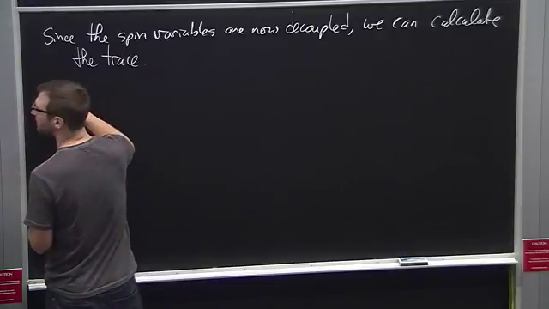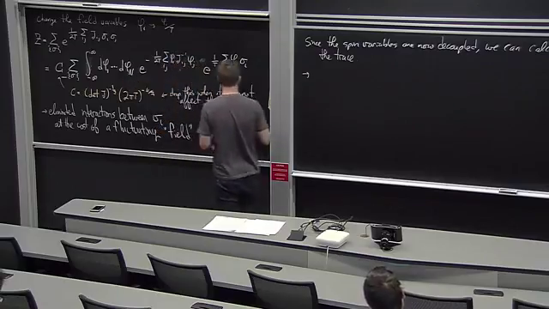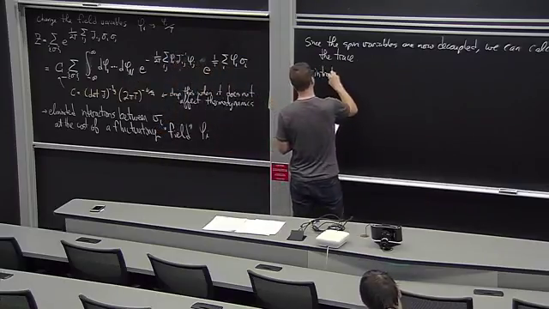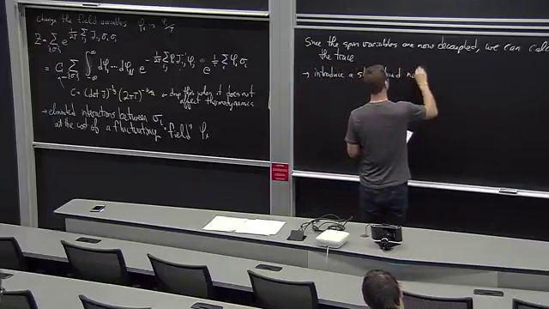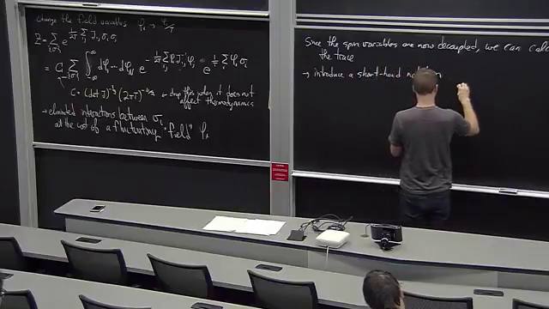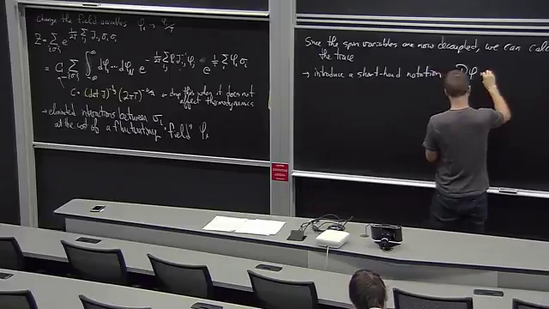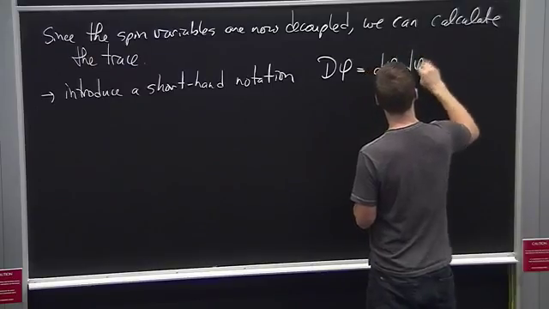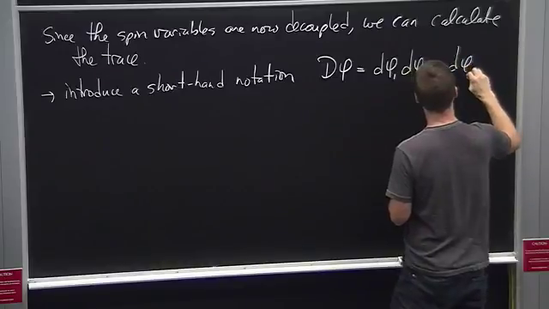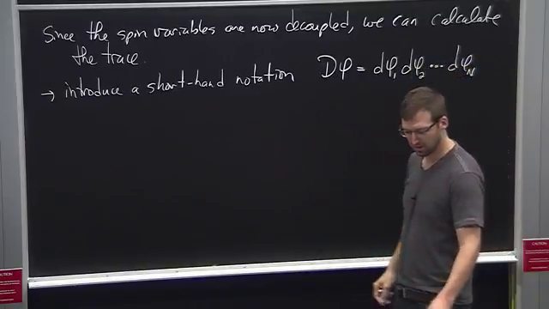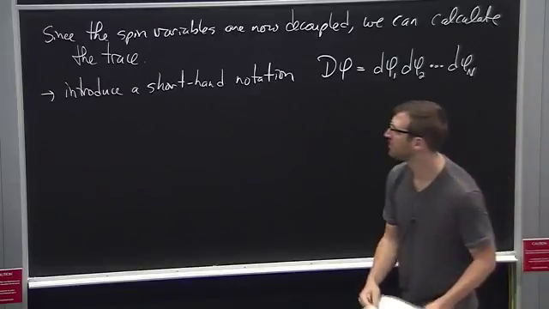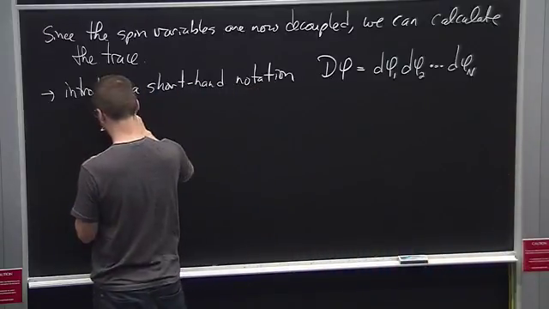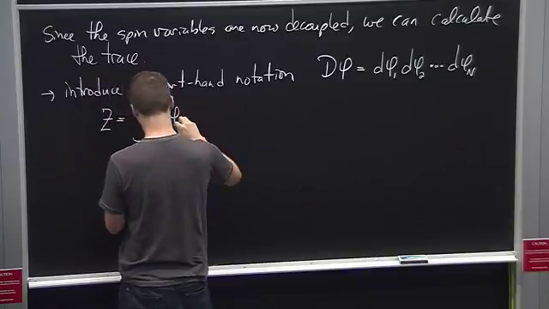I'm going to get sick of writing this, so let me introduce a shorthand notation. I'll call it big D phi. And that turns this into what they call a functional integral. So then my partition function is just a functional integral.